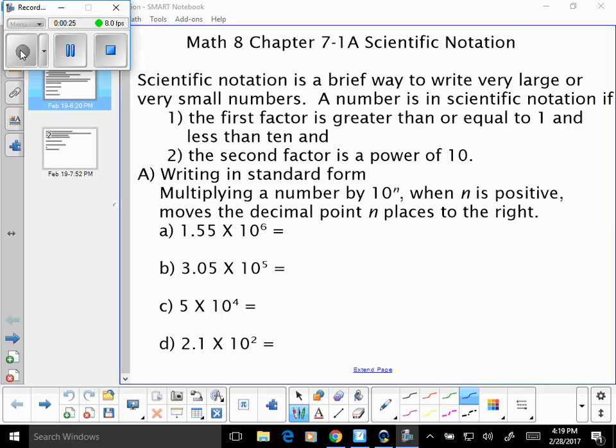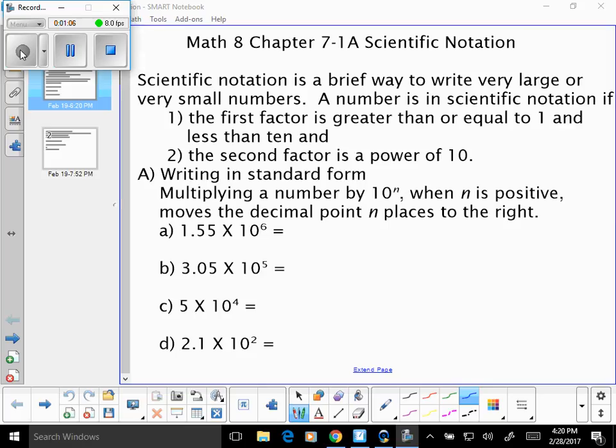A number is in scientific notation if the first factor, or the first number, is greater than or equal to 1 and less than 10, and if the second factor is a power of 10. Now the first factor can be a 1, or a 1.1, or a 1.11, or a 1.00101, etc. It can go all the way up to 9.999999999, etc. However, it cannot be a 10, nor can the first factor be a decimal such as 0.5.